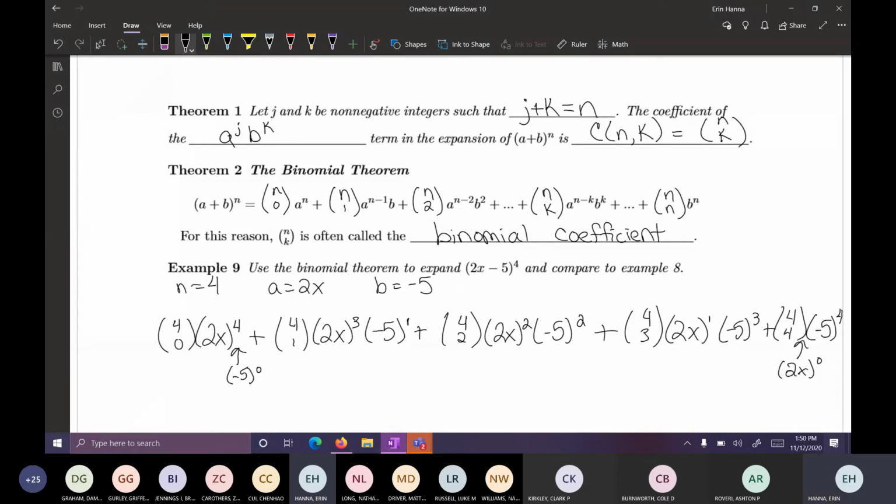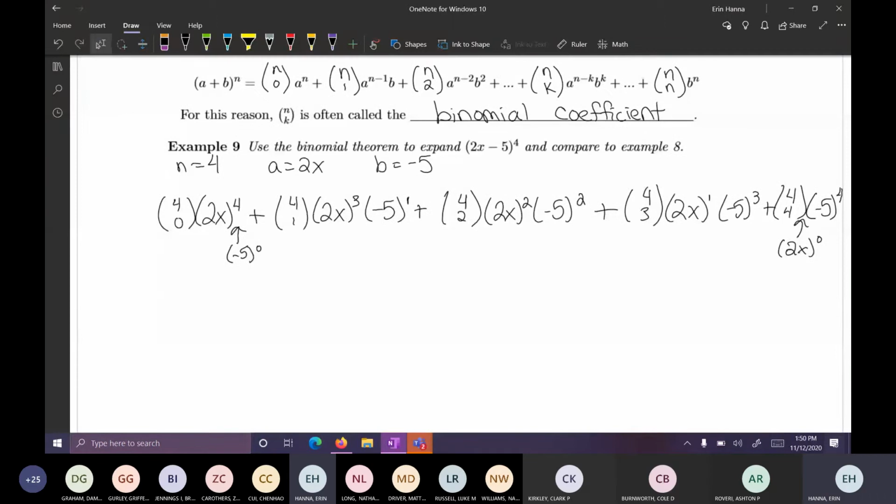So if I finish expanding this all the way down to something that we can actually look at in terms of a full polynomial, 4 choose 0 is going to be 1. 2x to the fourth. Now, since there's no addition in there, I can actually distribute that power. So 2 to the fourth is 16, and x to the fourth. 4 choose 1 is 4. 2x cubed I can distribute, so we'll get 8x cubed times -5.